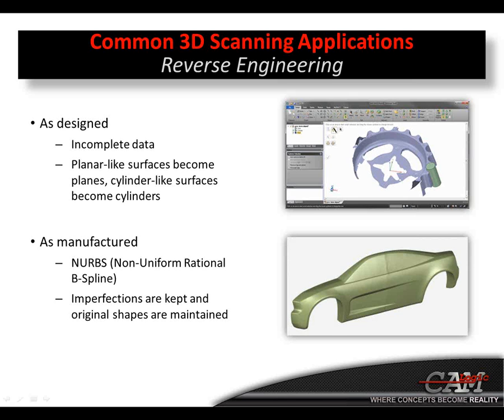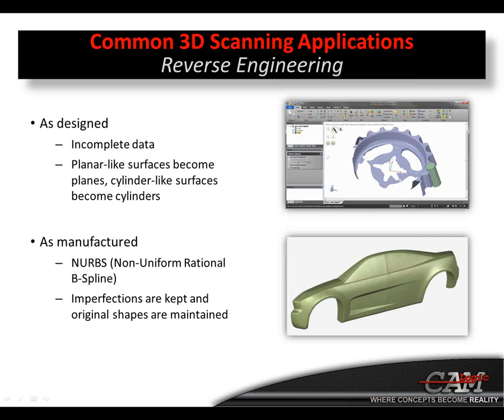Your other option is to go with an as-manufactured reverse engineering process. This process will give a more true-to-life representation of the part that's scanned. Typically, your surfaces are going to be comprised of NURBS surfaces, or non-uniform-rational B-spline surfaces.